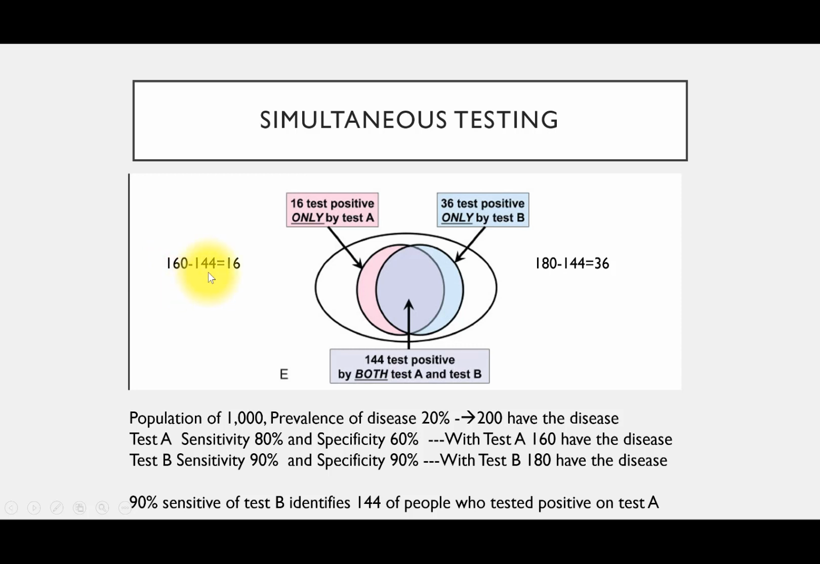Okay, that is 144, which means 16 people, right here. So if we subtract that 144, we're going to see that there are 16 people who test positive only for test A. And if we do the same thing with test B, we subtract that 144 that we got from the 90% sensitivity set by the second test from the 180 people who tested positive on test B. That means there are 36 people who tested positive only with test B.